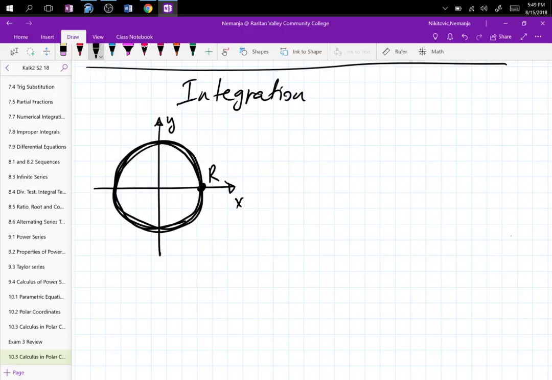X and Y. Equation, so let's call it capital R. An equation for this circle would be x squared plus y squared equals r squared. So this is the equation of the circle. Now, see R again? If you want to find the area under this circle, you can integrate one quadrant of the circle and then multiply by 4.